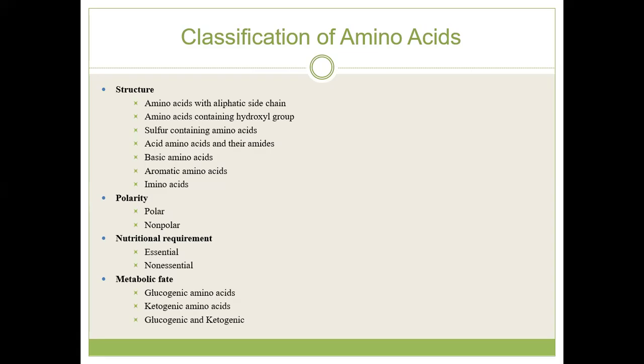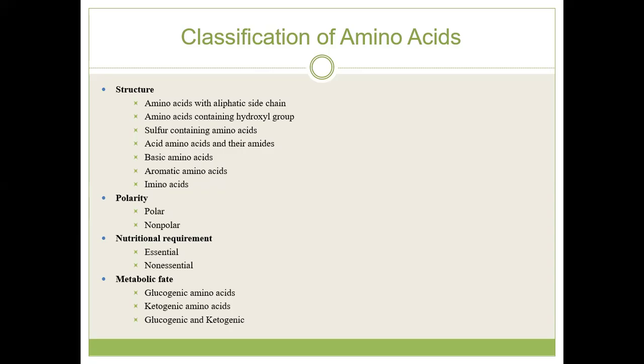You have amino acids that have an aliphatic side chain. We have amino acids that have an aromatic side chain. We have amino acids that contain a hydroxyl group. We have amino acids that contain sulfur. We have acidic amino acids and their amides. We have basic amino acids, and then we have one more amino acid, which we will see. Based on the course outline, we'll see the classification on the basis of structure, because it's much more relevant to the context of this course.